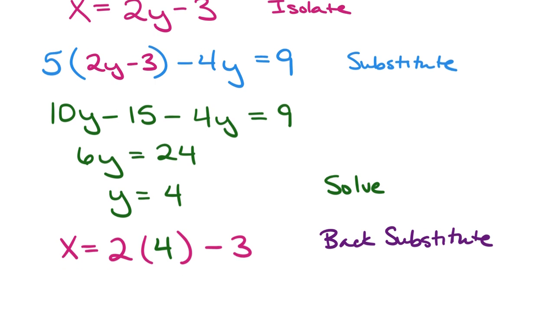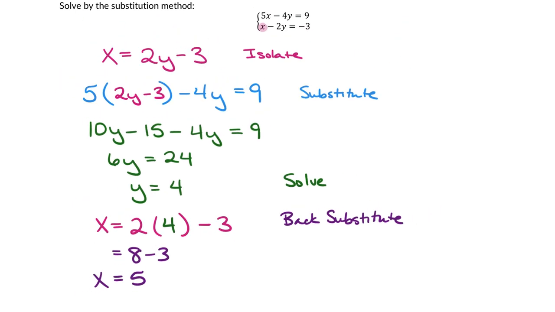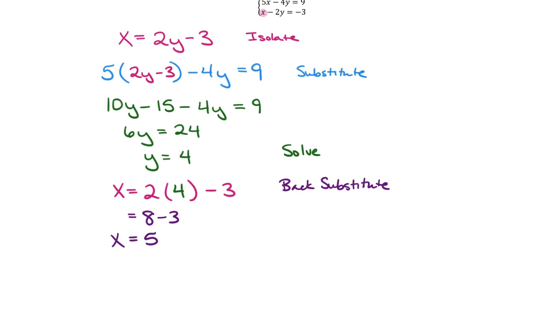And once we back substitute, we're just doing 2 times 4 minus 3. 2 times 4 minus 3 is 8 minus 3, therefore x is equal to 5. So my solution here is a coordinate point that is the place where these two lines would intersect on a graph, but we're not solving these graphically, we're going to solve them by hand. And that's the goal of pretty much this whole unit, is to solve these things by hand. The answer here, the solution, would be 5, 4.